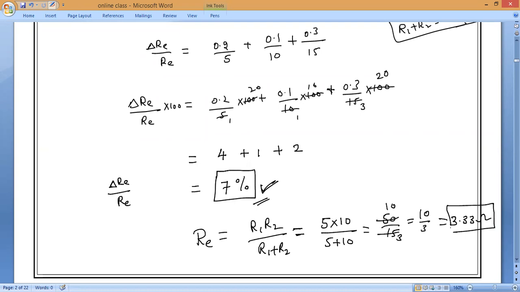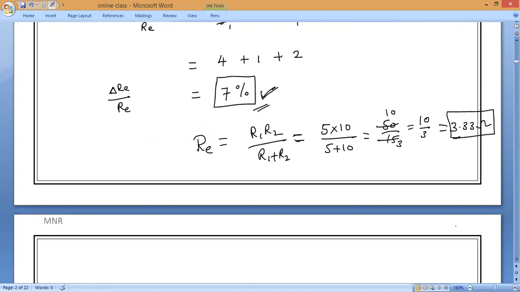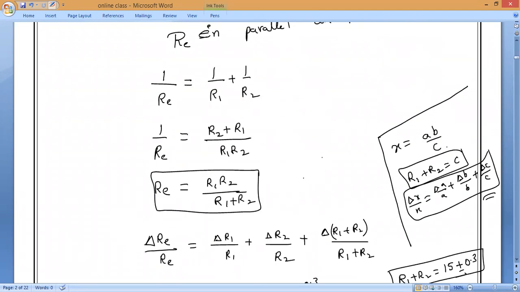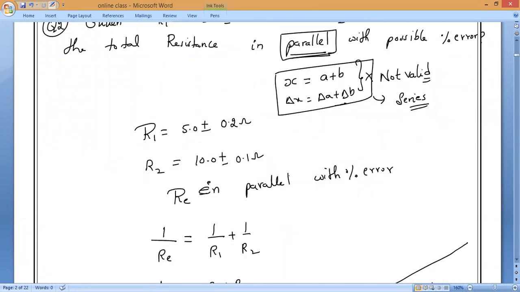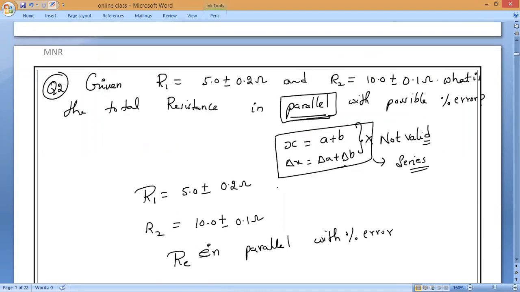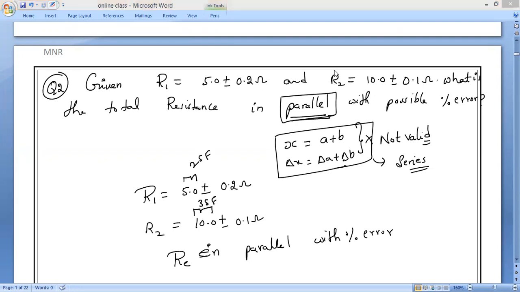3.33. But we have to round off to the minimum number of significant figures. So 5.0 and 10.0. What is the minimum number of significant figures? So 5.0, how many significant figures? 2 significant figures. And 10.0, how many significant figures? 3 significant figures. Is the screen visible? No, sir. Then you have to tell me.